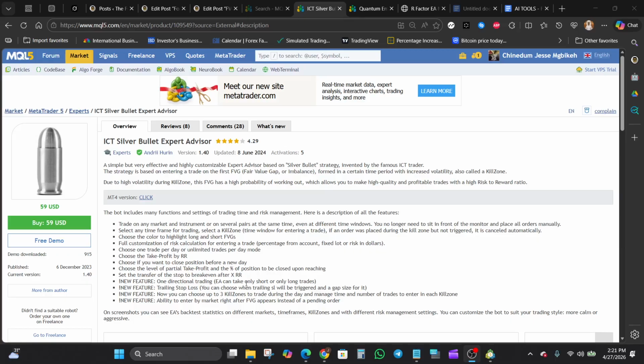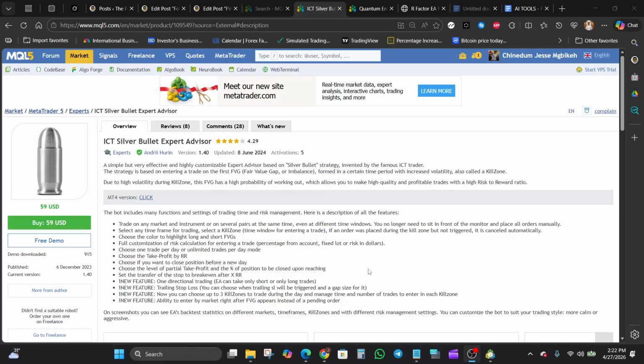Now, from a risk management perspective, it's also quite structured. Instead of fixed targets, you can define your risk to reward ratio. Which also means that the EA is aiming for trades where the potential reward justifies the risk, and then it builds on that with partial take profits, break-even protection, and trailing stops. So trades aren't just opened and closed. They're actively managed.